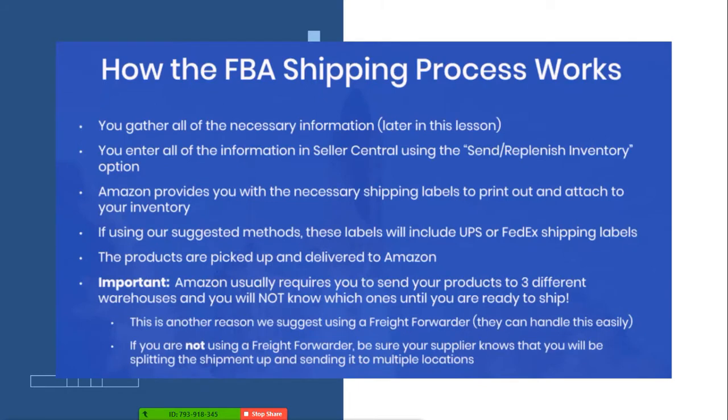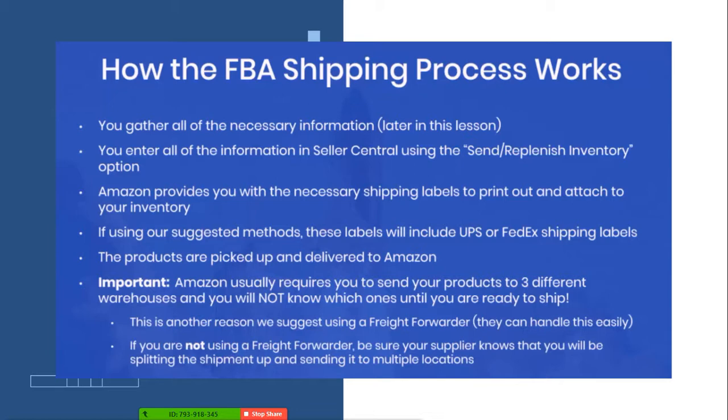Okay. Now, how the FBA shipping process works. First of all, you gather all the necessary information, which you're going to learn actually in the next lesson. Okay. You enter all that information in Seller Central using the send replenish inventory option. You're going to see step by step how it is created. Very awesome. Okay. So Amazon provides you with the necessary shipping labels to print out and attach to your inventory. If using our suggested methods, these labels will include UPS or FedEx shipping labels, which you're going to see. The products are picked up and delivered to Amazon.